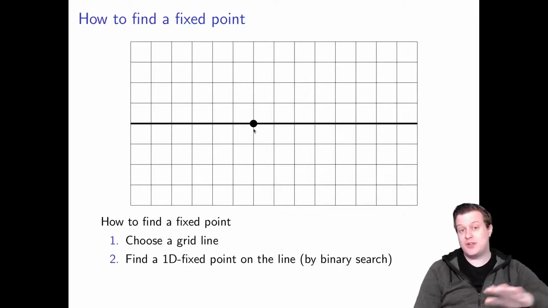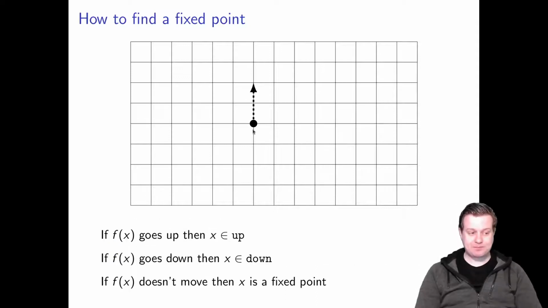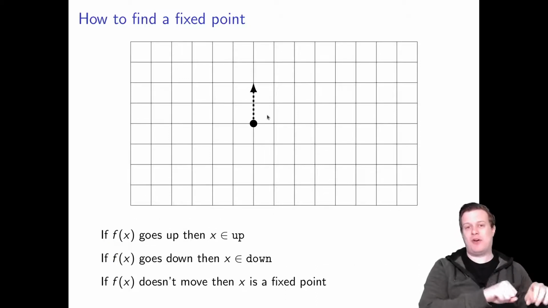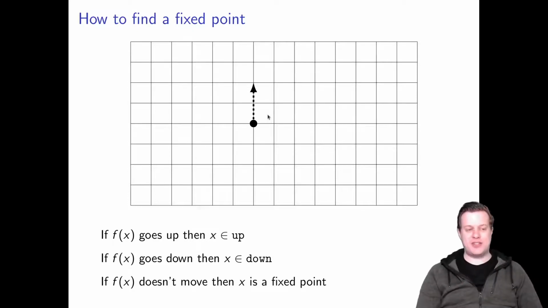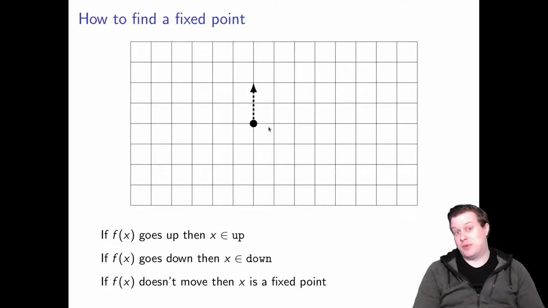So it's not a fixed point in the 2D instance, but it is a fixed point of this 1D instance. Now we bring this point out, and we look at what's going on in 2 dimensions. We look where f moves this point in 2 dimensions. We know it's not going left, we know it's not going right, but it could be going up, or it could be going down, or it could be not moving.